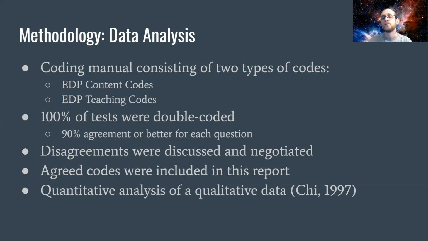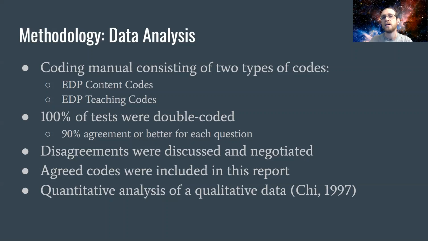Now, 100% of these tests were double-coded. So what that means is that after I developed this coding manual, I trained another person, our third author, Naja, on how to use this coding manual to identify whether or not these codes were present in a given test, for a given question in a given test. So we each coded all of the tests. So I coded 100% of the tests, she coded 100% of the tests, and then we compared our notes and said, well, this is what I saw, what did you see?